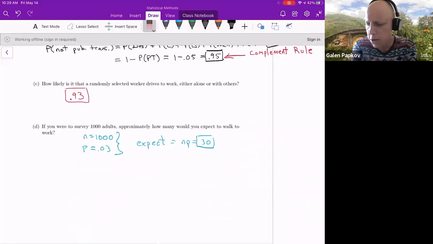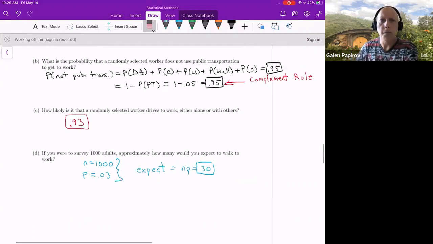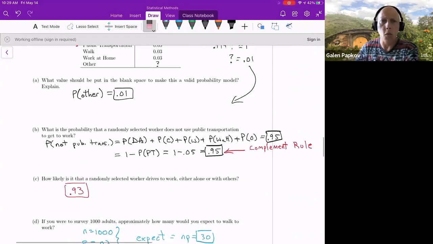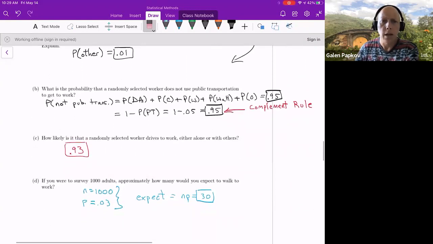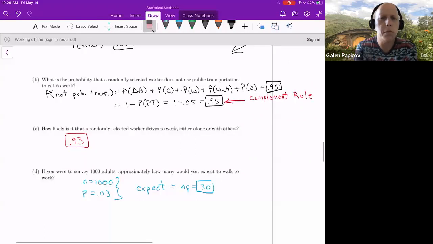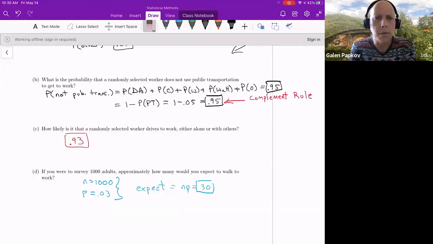If you were to survey 1,000 adults, approximately how many would you expect to walk to work? Well, the probability of walking to work is 3% or 0.03. And so if you know 3% of people should walk to work and you have 1,000 of them, then 1,000 times 0.03 gives you 30, and that's how many you would expect to walk to work. So hopefully you did all right on problem 3.